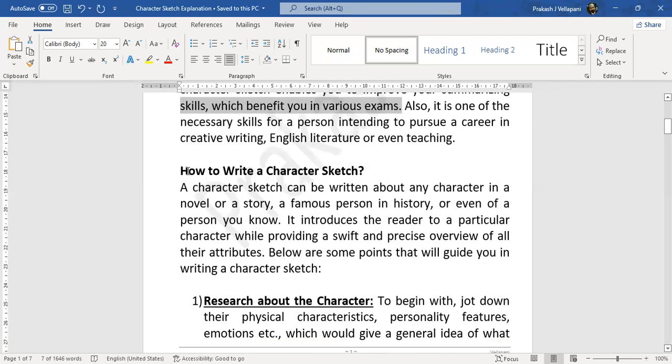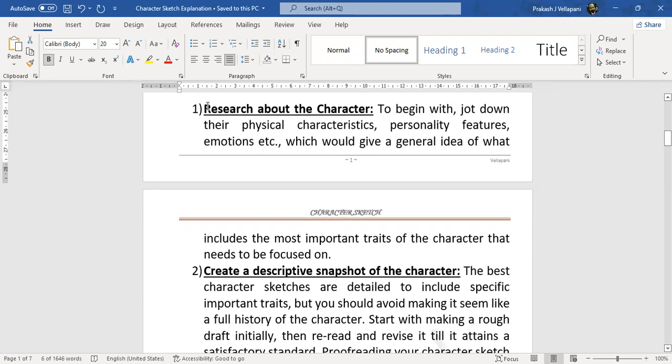Now, moving on to how to write a character sketch. There are certain things that we need to keep in mind. First and foremost, research about the character. Keep in mind their physical characteristics, personality features, emotions, etc., which would give a general idea of the most important traits of the character to focus on. When we are writing a character sketch, we need to know what the character is, their personality, their emotions, what makes them tick. That is the first thing.